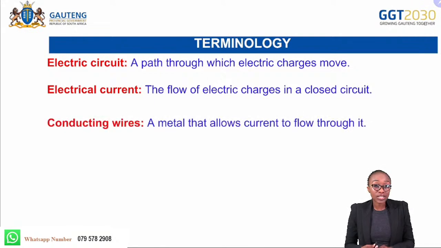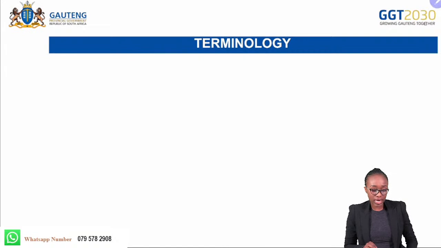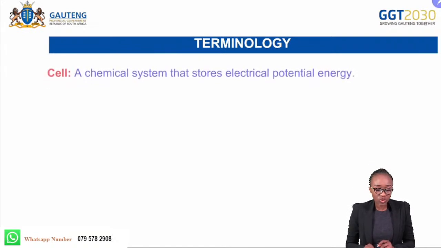What are conducting wires? This is a metal that allows current to flow through it. So if you have a metal that allows current through it, it is capable of conducting electricity. Okay. Now, what is a switch? It is a device used to control the flow of charge in a circuit. So let's look at our second batch of terms. The first one is a cell.